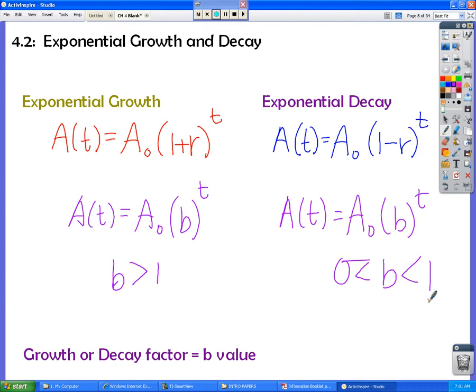So your growth or decay factor is the B value. And in this case, this whole thing is the growth or decay factor. Okay?